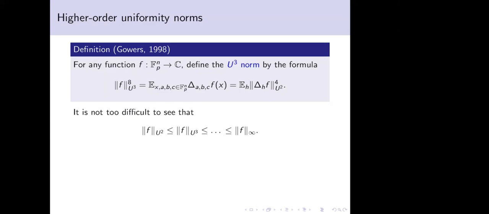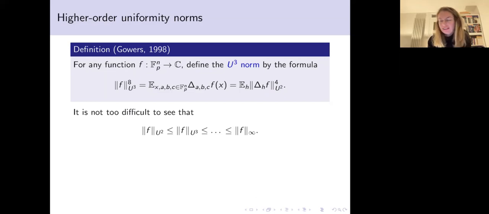Can I ask? Sorry, can these norms also be defined in the non-abelian case, or it doesn't make sense because the iteration depends on rho, right? I guess. Yes, you have to be careful. Maybe I'll say a bit about that at the very end. Okay, thanks.